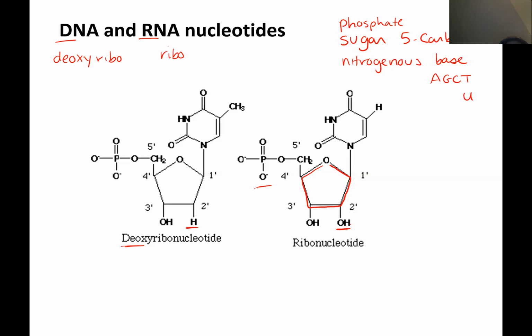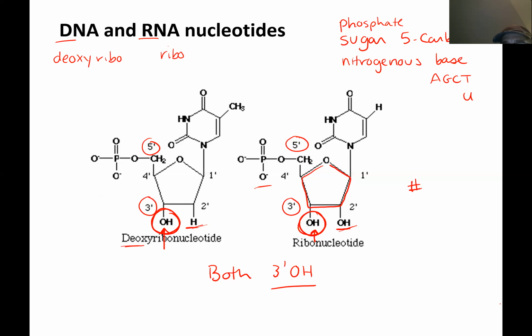A couple of things to note. Both have 3' OHs, right? That's where the next nucleotide is always joined. DNA has lost an oxygen here. That's how it's different than RNA. And the way we get our 5' to 3' orientation is based on how we number the carbons on the sugar.